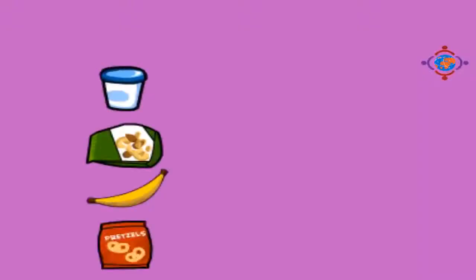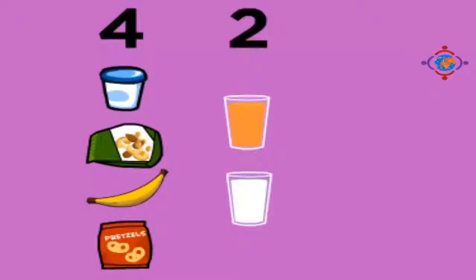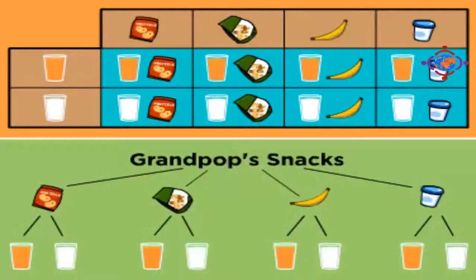There are 4 snacks and 2 drinks. You can multiply the numbers to find all the possible outcomes. 4 times 2 is equal to 8. You can create a chart or a tree diagram to check your answer.